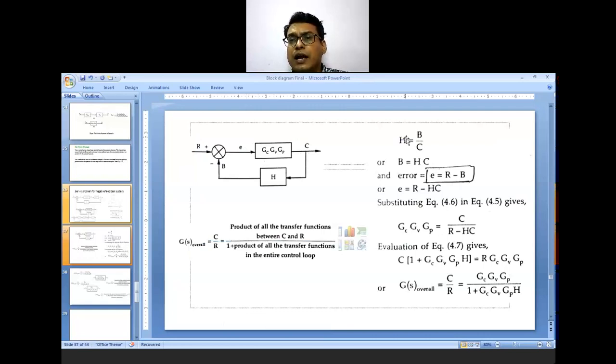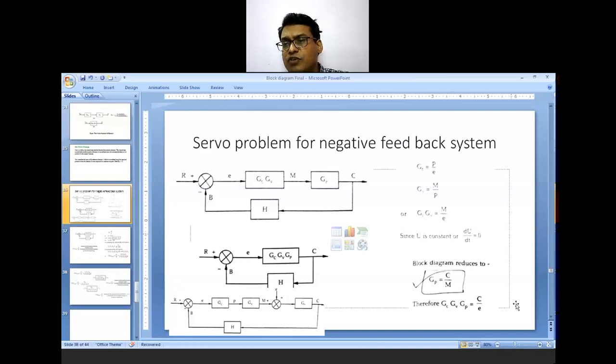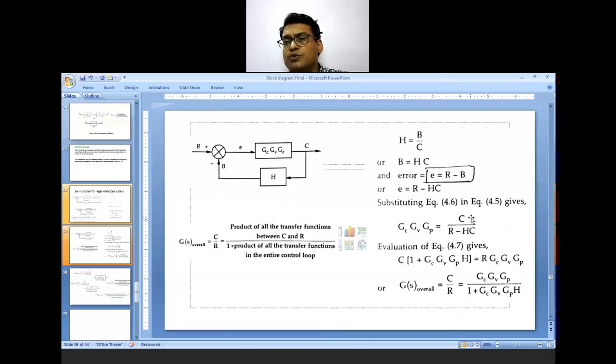Then this figure has been drawn here also. So reducing this, H is equal to B upon C. H's input is C and the output is B. And the error that will be generated is equal to R minus B, and R minus B is equal to HC from this equation. So E is equal to R minus HC.